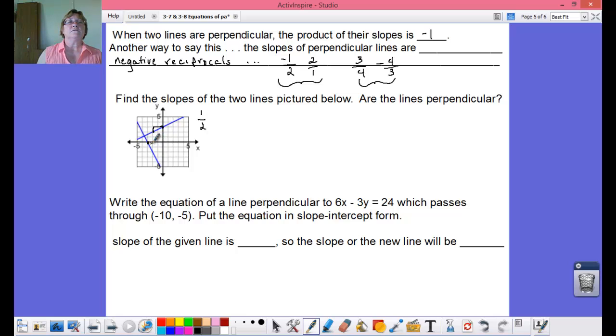I do the same thing for this line. Find two places where that line crosses through a grid mark. Then I want to think, how far up do I have to go? I got to go up 2 while I go back 1. So in this case, up 2, left 1. The question is, are these lines perpendicular? Yes. Okay. Their slopes are negative reciprocals.